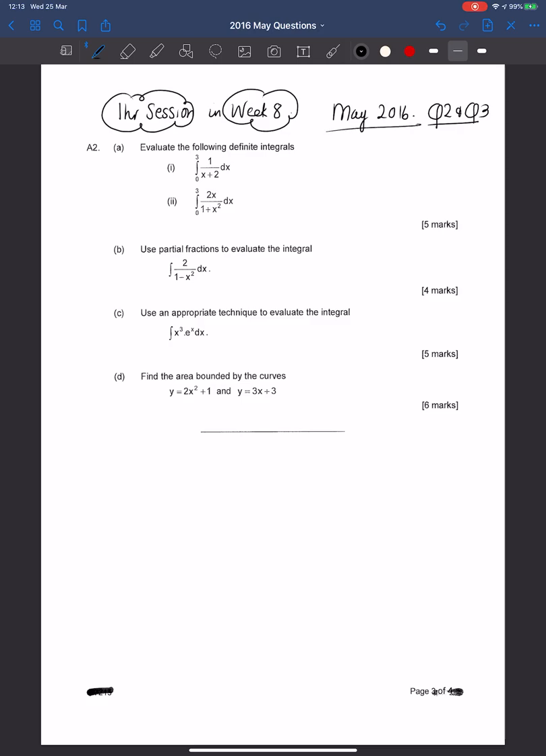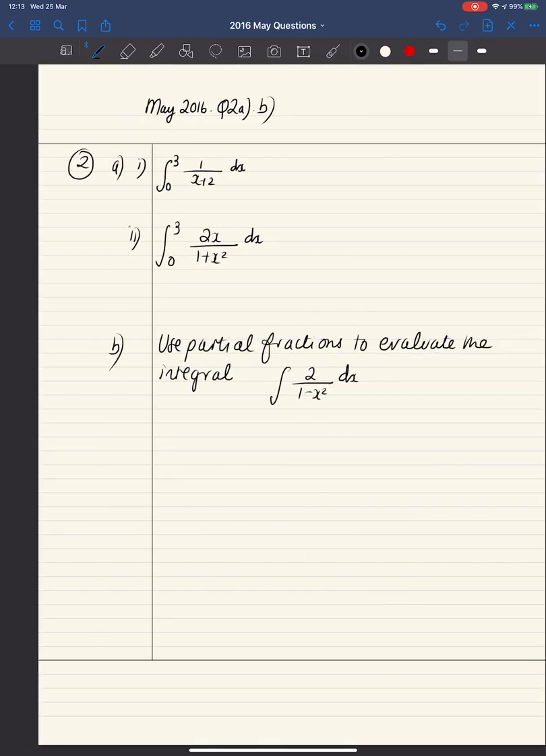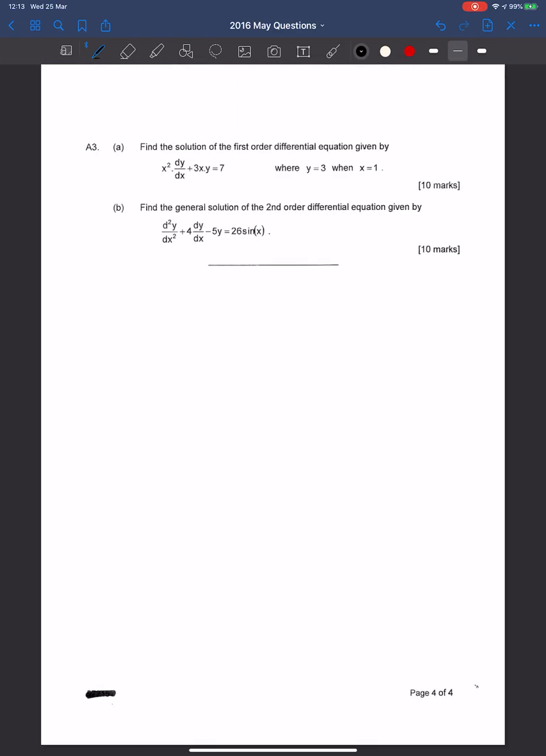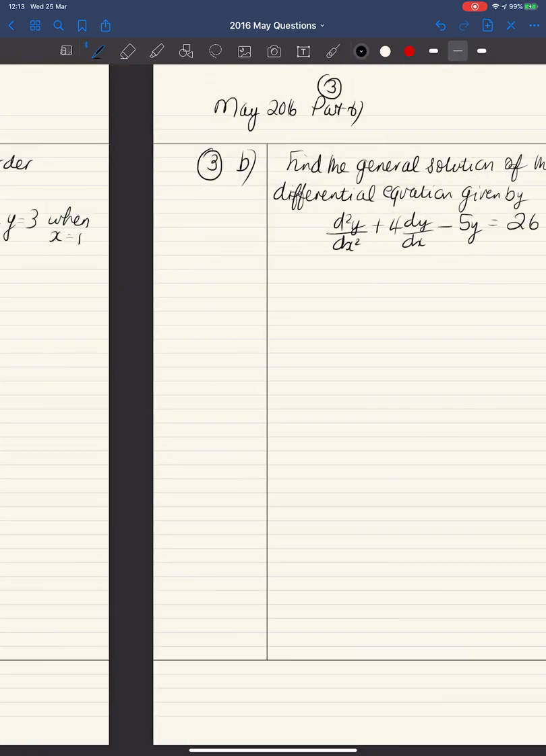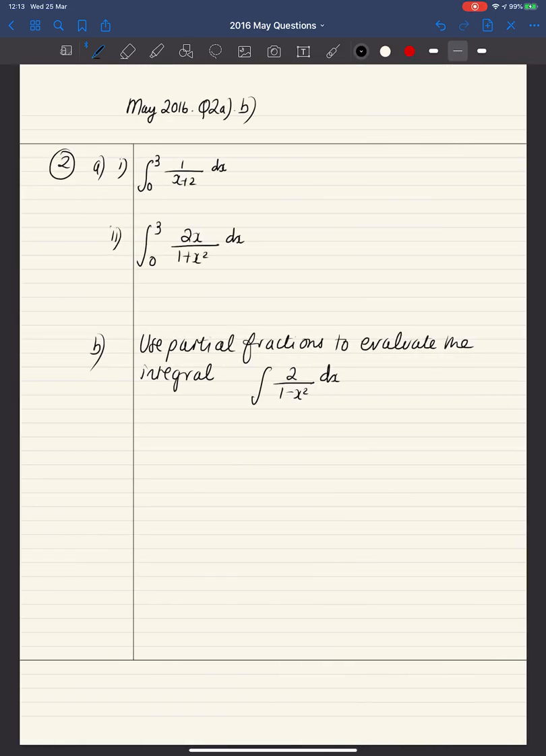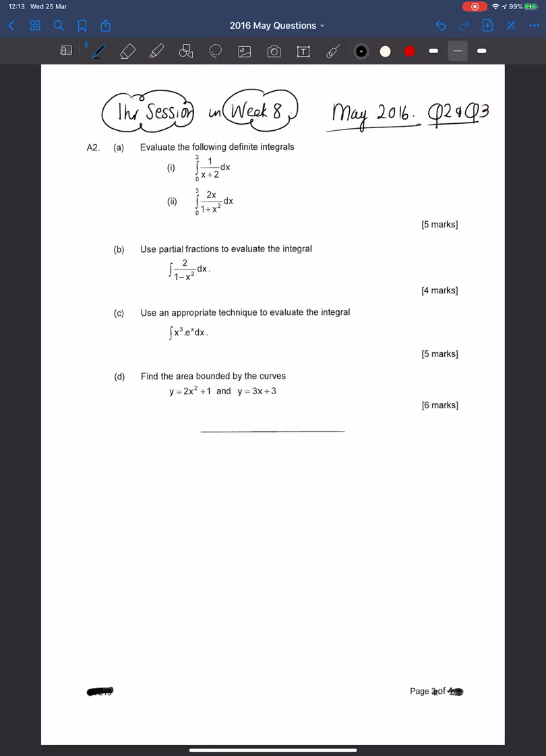Okay, so these are the questions. There are 2 questions: question 2, where I've set up some blanks, and question 3, where I've set up some blanks too. So that's what we're going to do. I'm going to work through questions 2 and 3, and then upload it into Panopto in the short session in week 8.